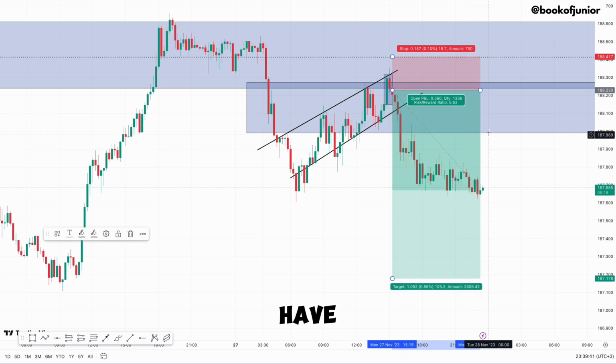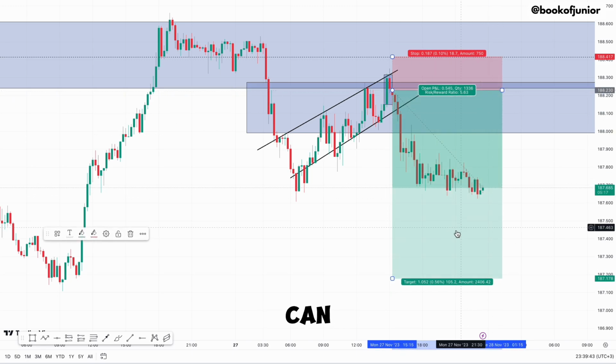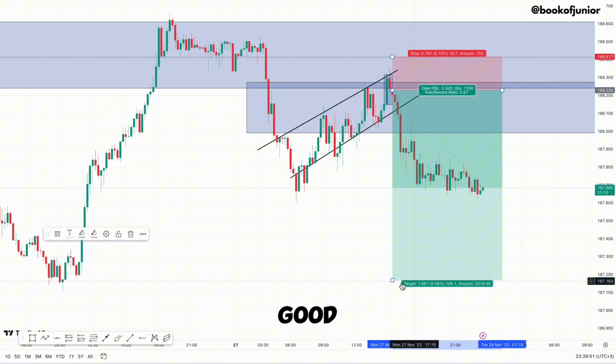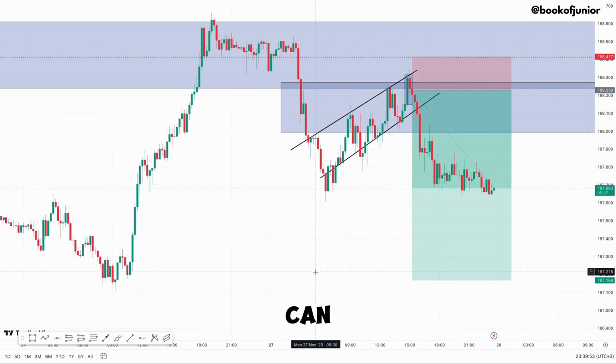As you can see, guys, I have multiple take profits. Currently price has moved down more than, let's see, almost 60 pips. You see, traders, this was a very good trade. You can see, guys, you can apply this same strategy.